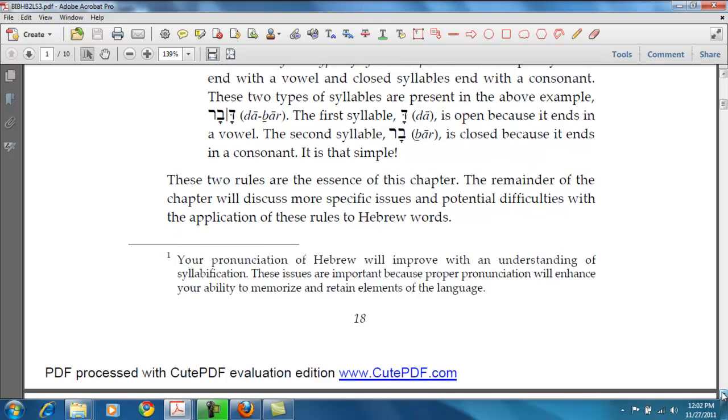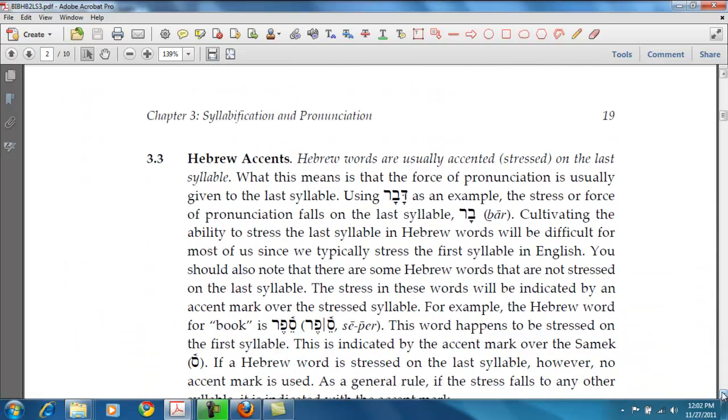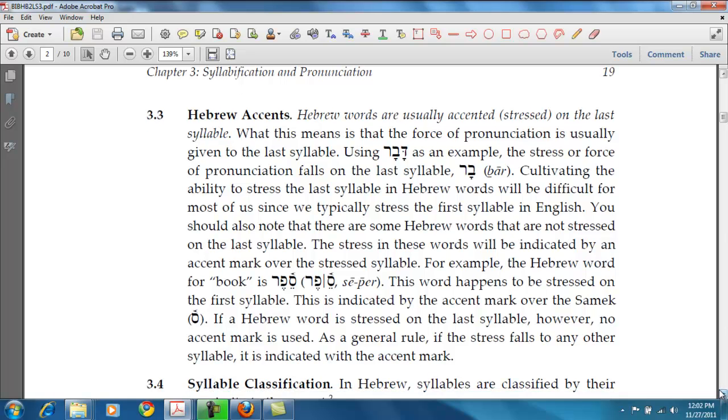We're going to look at some other parts of the Hebrew accents. Hebrew words are usually accented or stressed on the last syllable. What this means is that the force of pronunciation is usually given to the last syllable. Using davar as an example, the stress falls on the last syllable: da-VAR. Cultivating the ability to stress the last syllable in Hebrew words will be difficult for most of us, since we typically stress the first syllable in English.